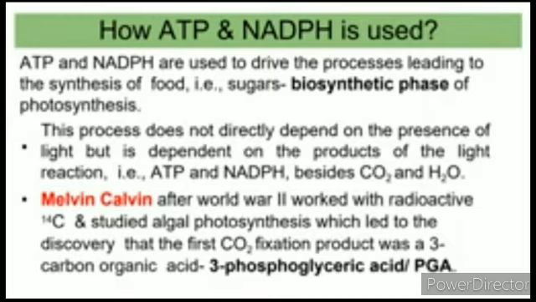Melvin Calvin after World War II worked with radioactive 14 carbon and studied algal photosynthesis, which led to the discovery that the first carbon dioxide fixation product was a 3-carbon organic acid that is called 3-phosphoglyceric acid, that is the PGA.